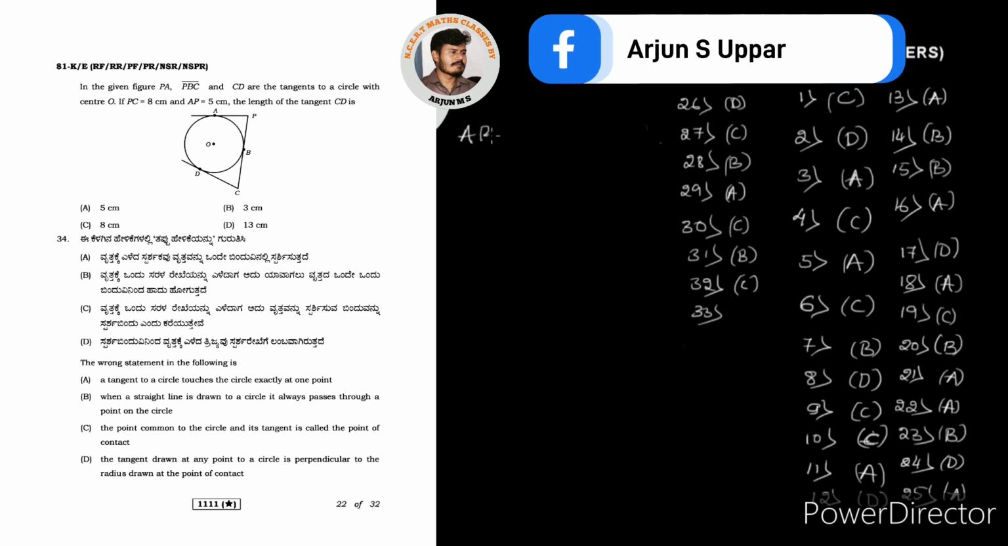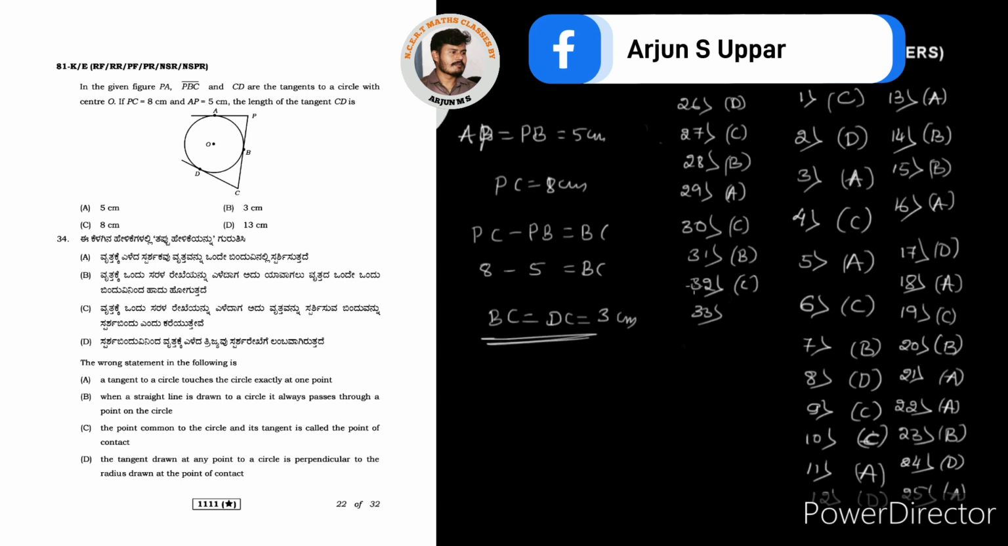So that's why you just take down AP is equal to PB, both are equal to 5 centimeter, and we know that PC is equal to 8 centimeter. By using these two values, we can easily find out the value of BC, right? PC minus PB is equal to BC. Now PC is 8 centimeter and PB is 5 centimeter. We know that BC is also equal to DC because BC and DC are the tangents drawn from an external point C. So that's why 8 minus 5 is 3 centimeter. So now 3 centimeter is the correct answer. Option B is the right answer.